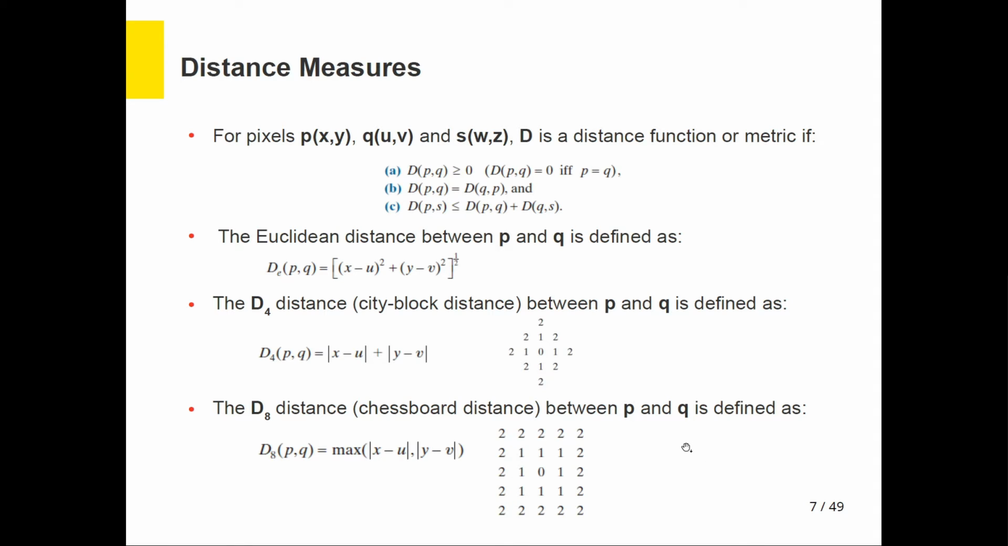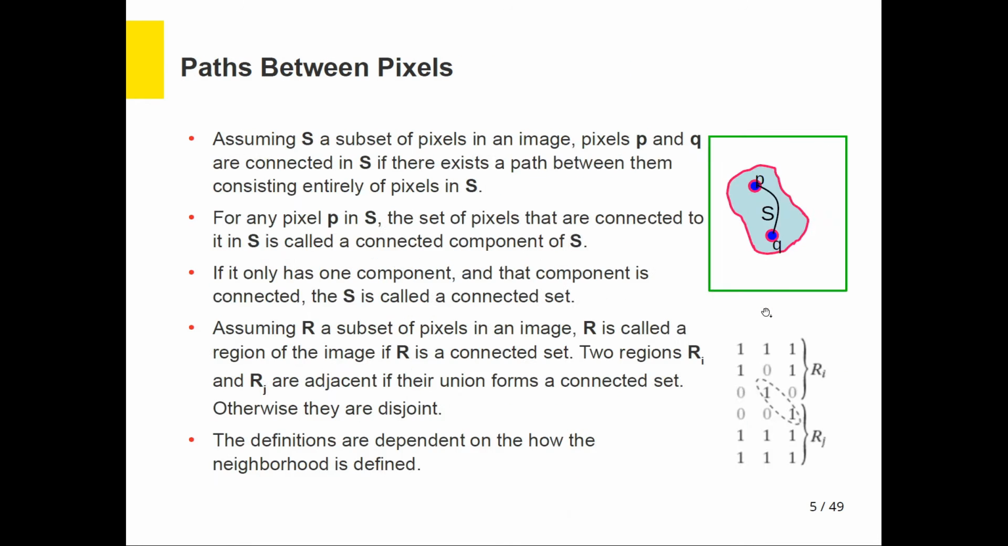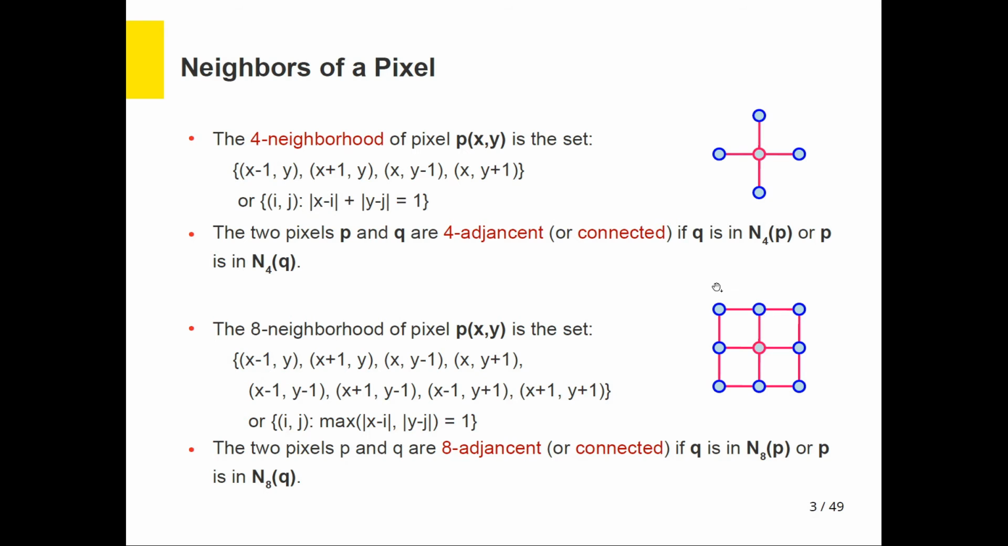One thing that you might notice is that the same D4 and D8 distances were used before when we wanted to define the neighborhood. So if I go back to this slide where I defined a 4 neighborhood and 8 neighborhood, you see that for the definition of the 4 neighborhood I used the city block distance, and for the definition of the 8 neighborhood I used the D8 or chessboard distance.